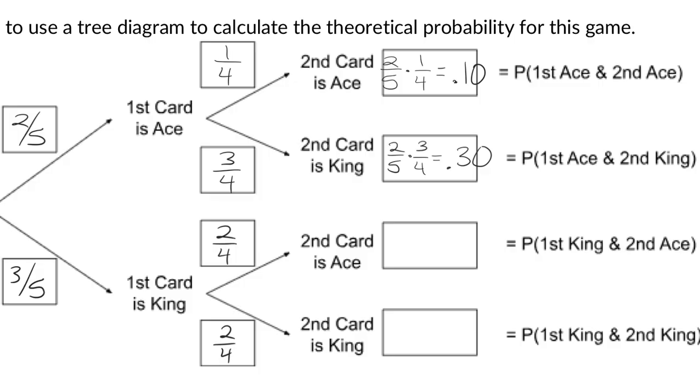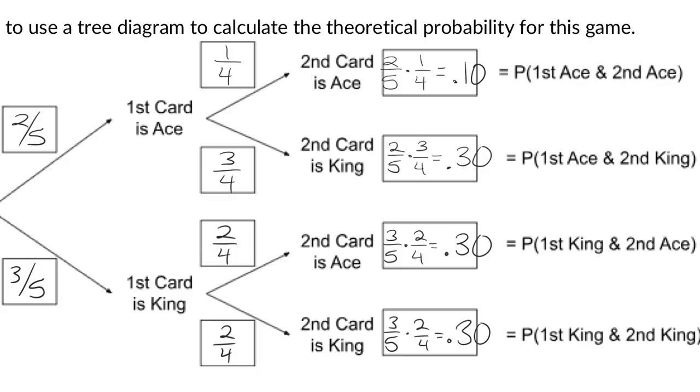The probability that the first card is a king and the second card is an ace, I would find by doing 3/5 for the first pull and 2/4 for the second. That's 6/20. Again, just giving me 0.3 or 0.30, 30%. And then the first card is king, second card is king, 3/5 times 2/4. That's the same number, so it's 0.30 again.